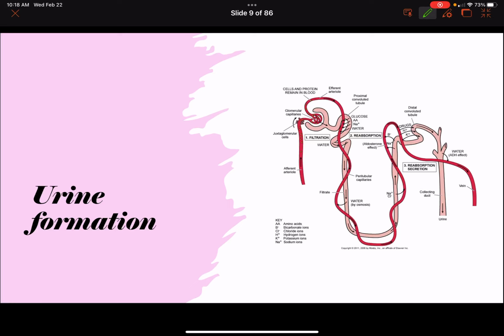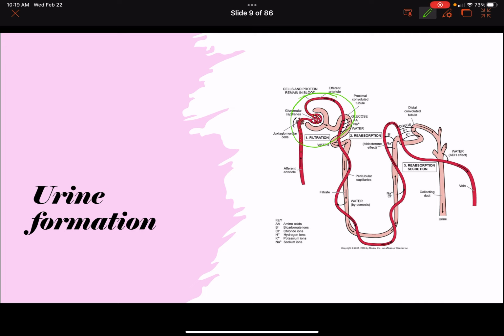This slide shows how urine is formed. There are 3 phases: filtration, reabsorption, and reabsorption and secretion. The first is filtration, and this is the job of the renal corpuscle, which again is this. This includes the glomerulus and Bowman's capsule.